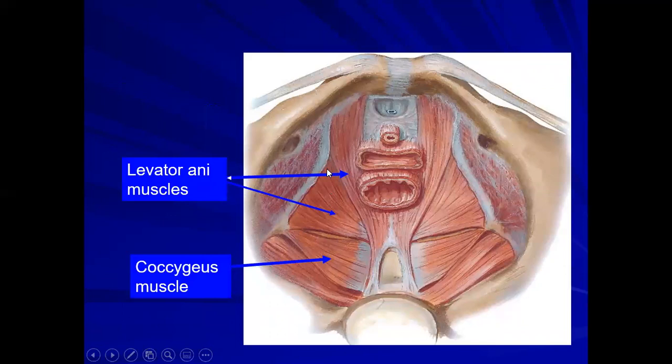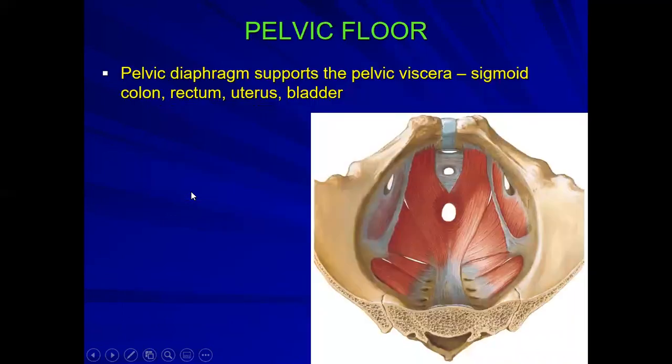This is the levator ani muscle. This is the coccygeus muscle. This is the pelvic floor, the superior view, whenever you view the structure from superiorly. And then we have the hole here. What is the respective function of the pelvic diaphragm? The pelvic diaphragm supports the pelvic viscera. All the muscles here support the pelvic organs: the sigmoid colon, the rectum, the uterus and the urinary bladder. These muscles support these structures.